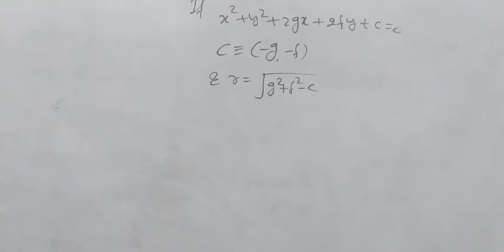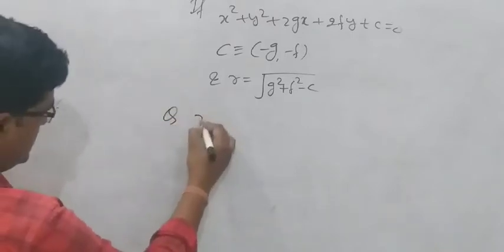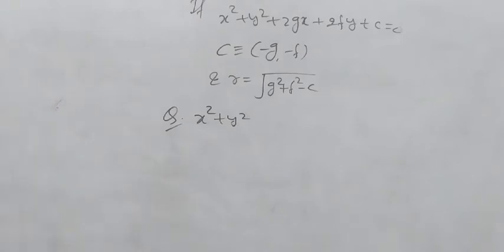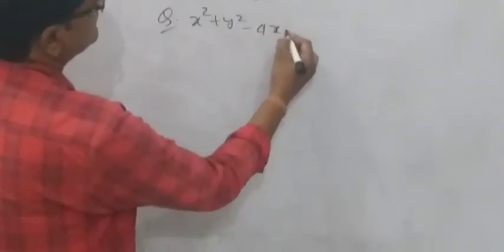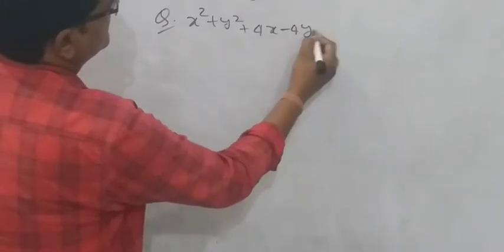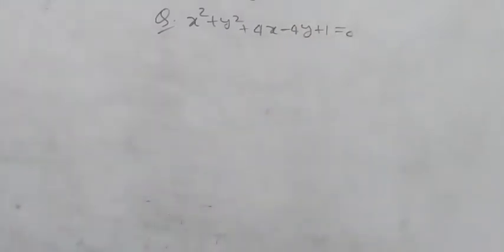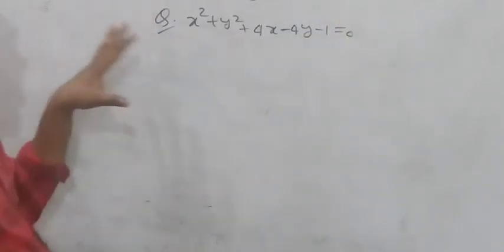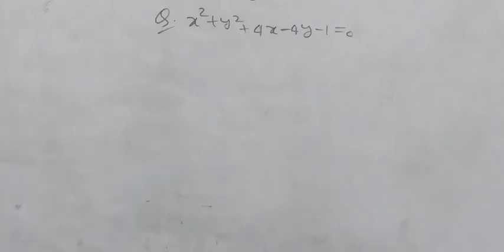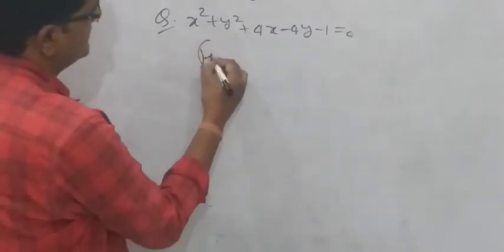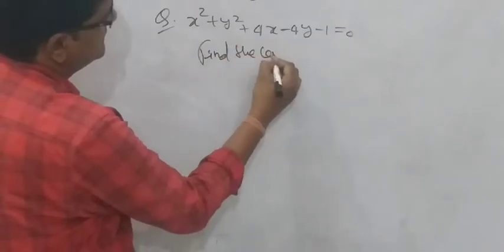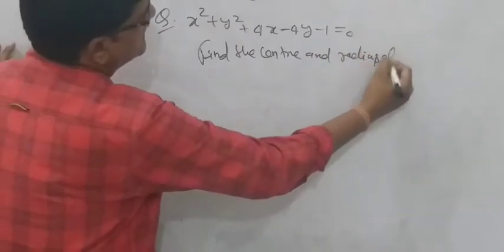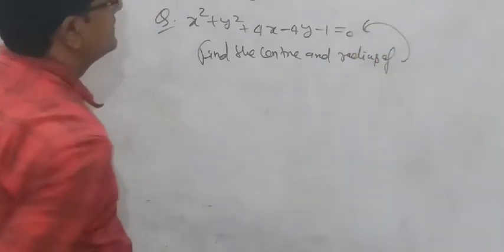Clear? Then the question is: x square plus y square plus 4x minus 4y plus 4 is equal to 0. Either we can make it minus here. In this question, we have to find the center and radius of this circle. Clear?